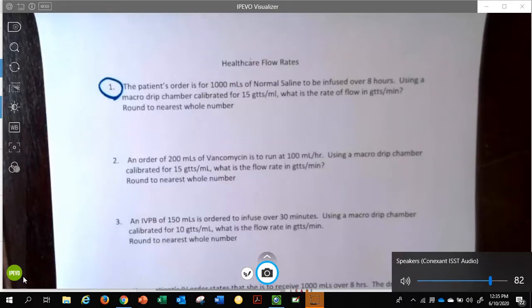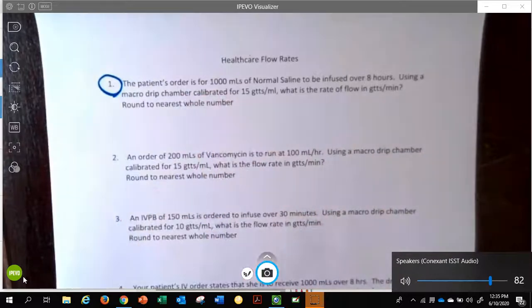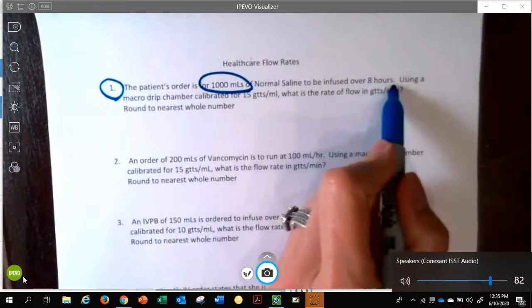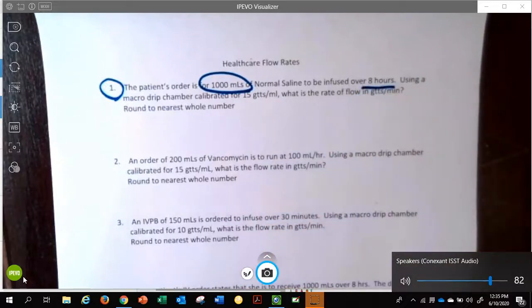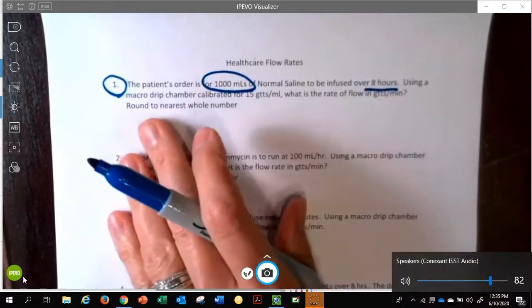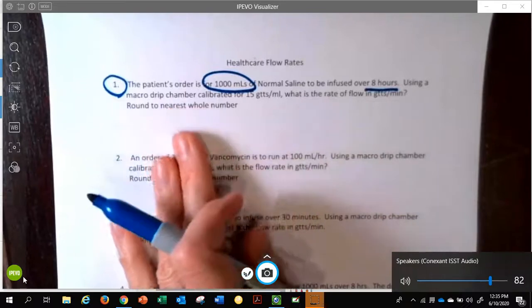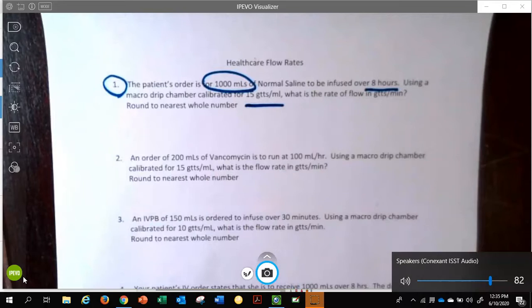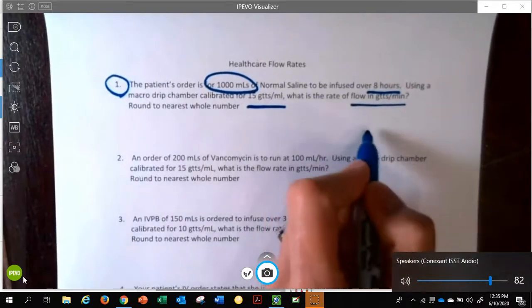So I'm going to start with the patient's order is for 1,000 milliliters of something. It's going to be infused over 8 hours. They're going to use a macro drip chamber calibrated for 15 GTTS per milliliter. And then what's the rate of flow in the GTTS per minute?